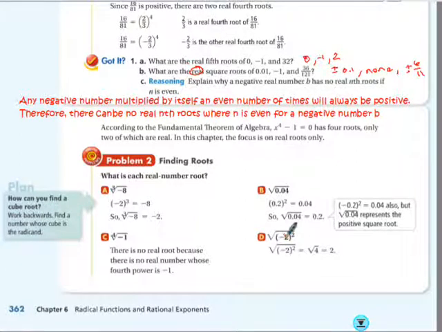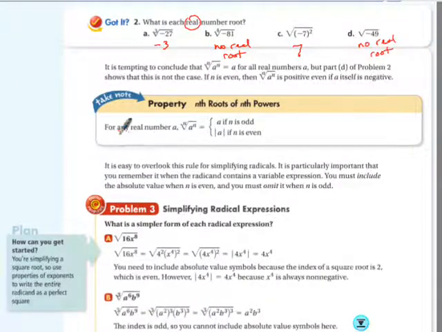If n is even, then the nth root of a to the n is positive, even if a itself is negative, okay? So it would be the absolute value of it. And that is this right here. So for any real number a, the nth root of a to the n is just a if n is odd. If n is even, then it's the absolute value of a. Okay? And we'll see what that looks like in a problem here in just one second.